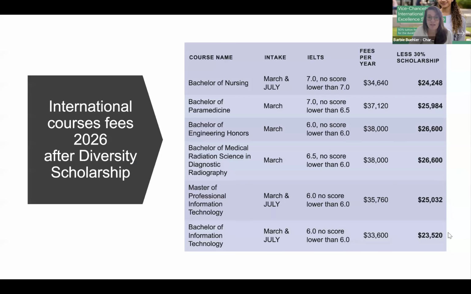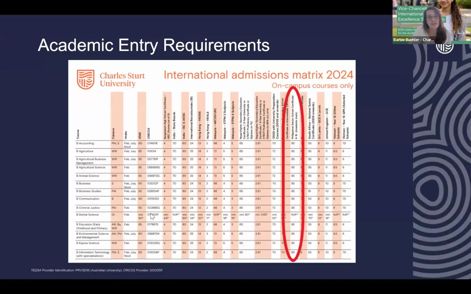Okay. Now, just to give a little snapshot of the different prices and the fees, and after the scholarship, what does it look like? So you can see here, after scholarships have been applied, very, very affordable tuition fees. The international admissions matrix is listed on our website as well. The Yes team will also be able to help you with this.